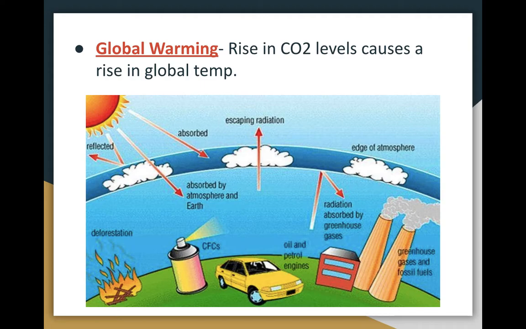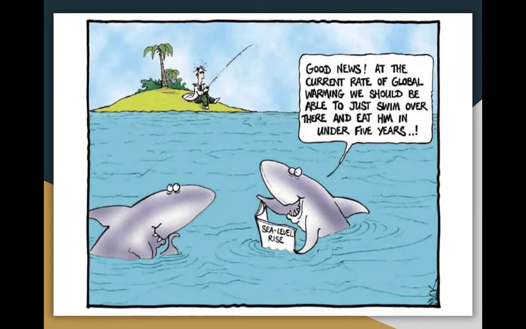But the question is, is it because the ice age is starting to end, or is it because of our pollution? Okay, there's probably, in all honesty, some kind of combination of the two. So this right here, just a cute comic I saw, says, "Good news, at the current rate of global warming, we should be able to swim over there and eat them in under 5 years." So the sharks will have a nice meal as global warming happens.